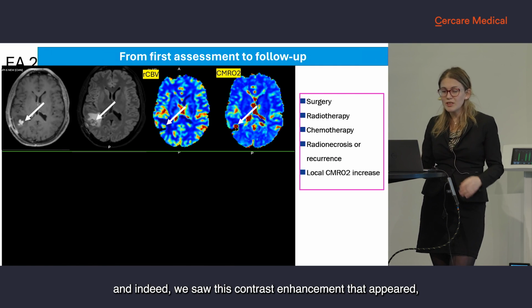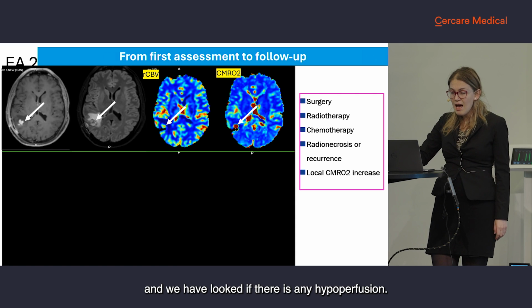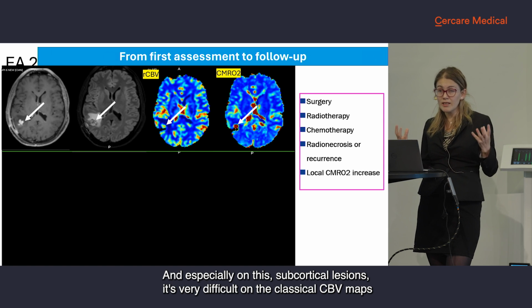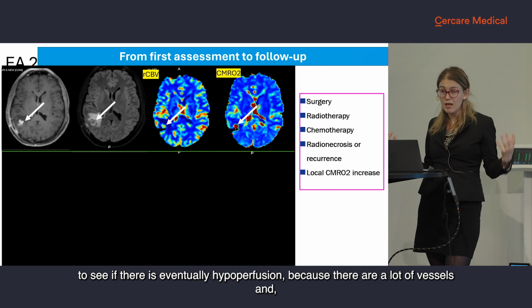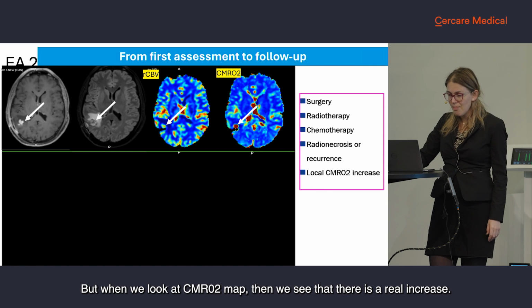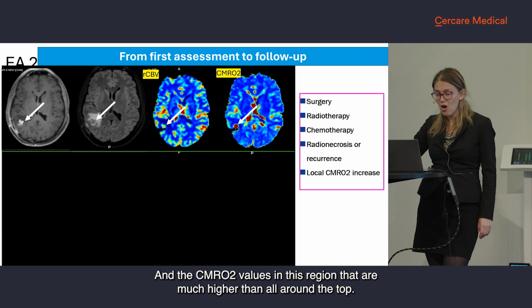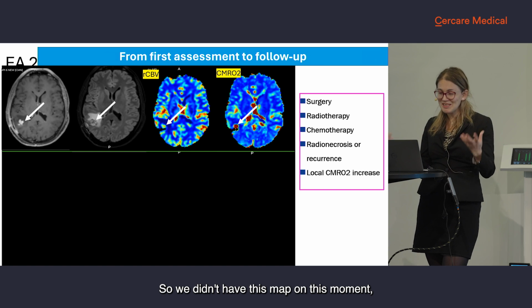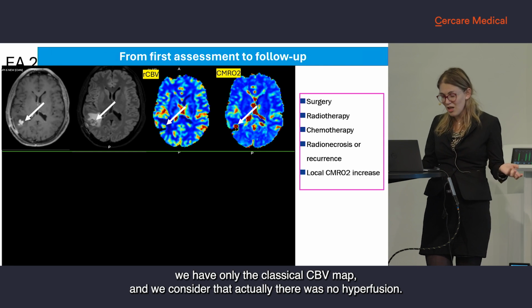And indeed, we saw contrast enhancement appear sometime after the radiation chemotherapy. We looked to see if there was any hyperperfusion. Especially on these subcortical lesions, it's very difficult on the classical CBV maps to see if there is hyperperfusion, because there are a lot of vessels and we don't know what to think. But when we look at the CMRO2 map, we see a real increase in CMRO2 values in this region, much higher than all around the cortex. It was a retrospective case, so we didn't have this map at that moment. We just followed the patient because we only had the classical CBV map, and we considered that there was no hyperperfusion.